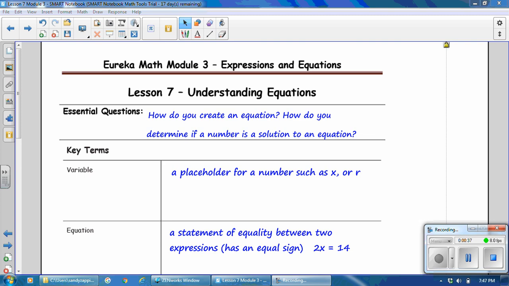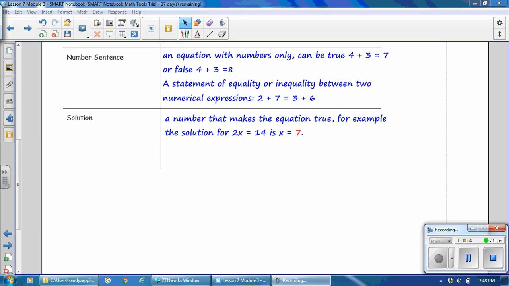Key terms for this lesson. A variable is a placeholder for a number, such as x or r. An equation is a statement of equality between two expressions, and it has an equal sign. For example, 2x is equal to 14. A number sentence is an equation with numbers only. It can be true, 4 plus 3 equals 7, or it can be false, 4 plus 3 equals 8.